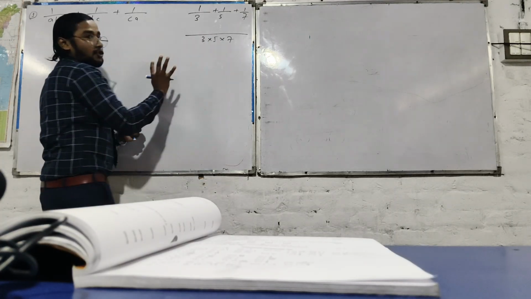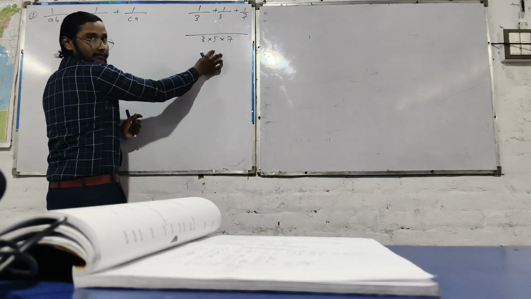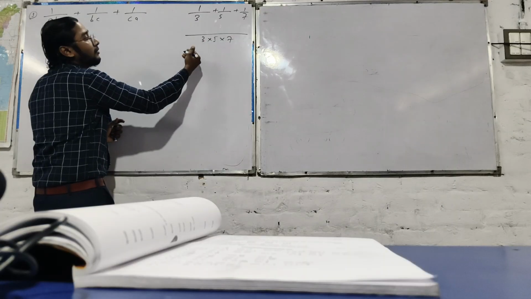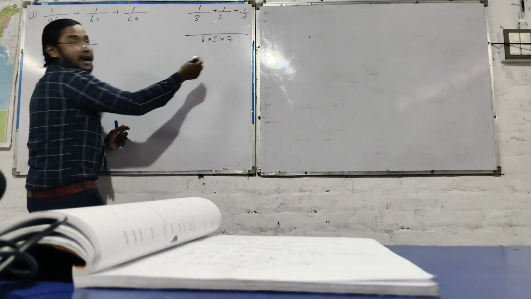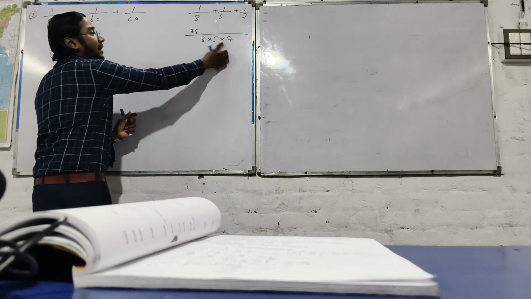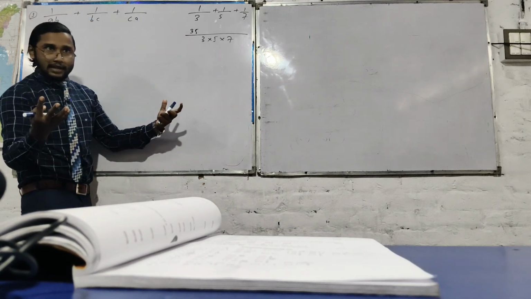But sir, somebody can write it like this. Why so? Because it is very easy to divide. What will happen? 3 multiply 5 multiply 7 divided by 3. 3 will be cancelled out. And what is left? 35. So I can write directly 35, or also I can write 5 into 7.